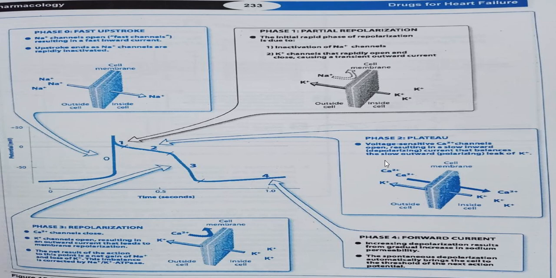2, that is the plateau phase. It is also called the plateau phase, in which a plateau is produced. Here look at this, at number 2, this is the plateau which is produced in this phase 2. The voltage sensitive calcium channels open, listen carefully, to facilitate the influx of the calcium.